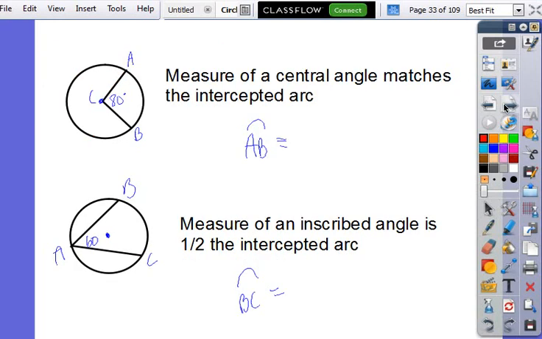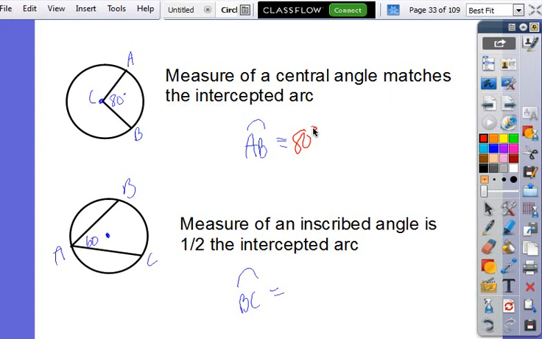All right, the measure of a central angle matches the intercepted arc. If it's a central angle, whatever's inside is going to match whatever's outside. So arc AB would be how much? 80. It's got to be the exact same. If it's a central angle, they've got to match up and be the same. That rule we've already talked about. The new one is the inscribed angle. The measure of an inscribed angle is half of the intercepted arc.